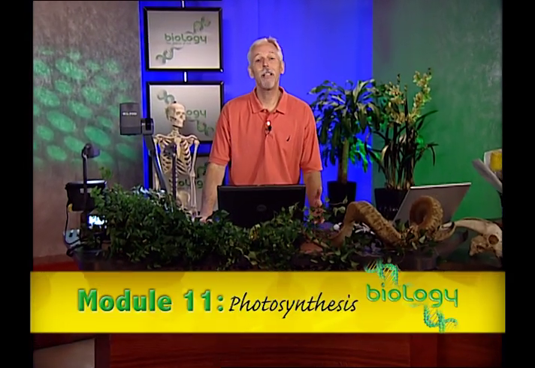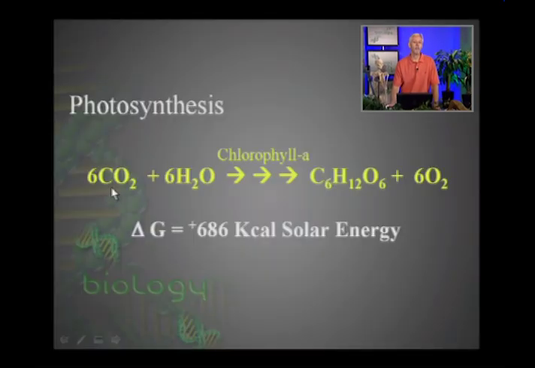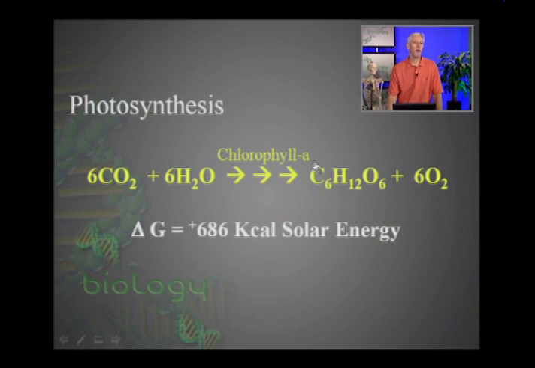Today we're going to take what we've learned in previous modules and take a detailed look at the process of photosynthesis. Looking at the overall equation of photosynthesis, just a reminder that it involves taking carbon dioxide and water, which will be combined to form glucose, and oxygen gas will be released. The molecule that's absolutely required for that is chlorophyll A, and this is an endergonic reaction.